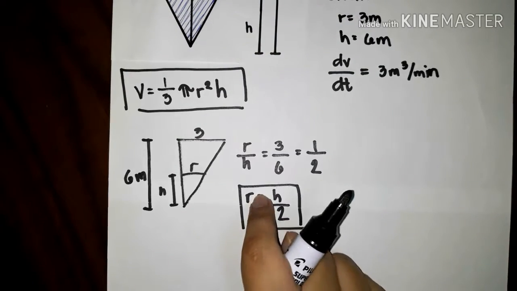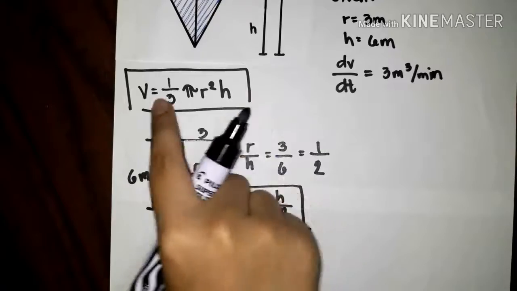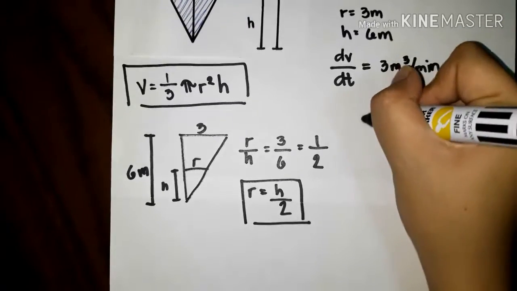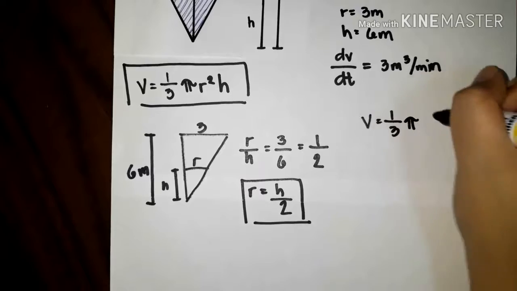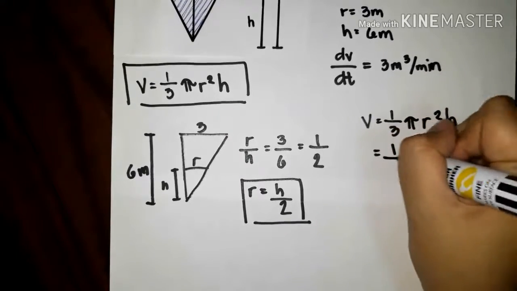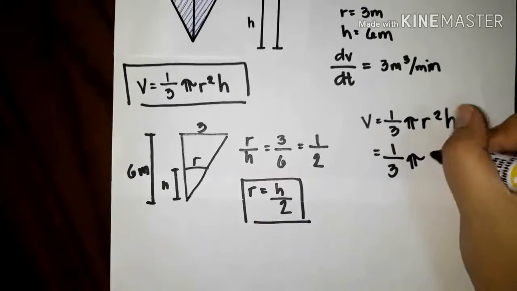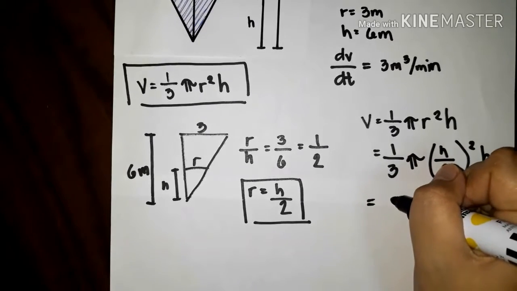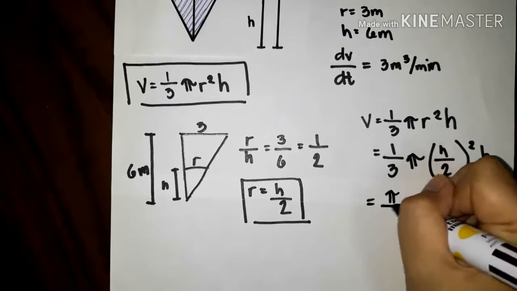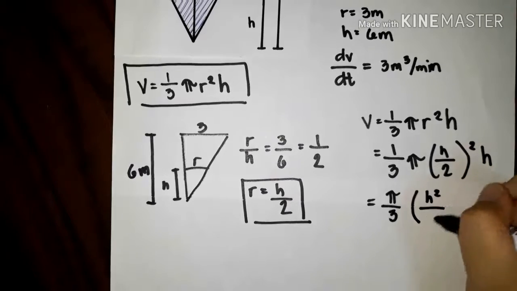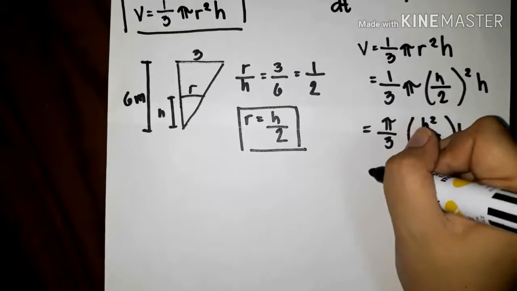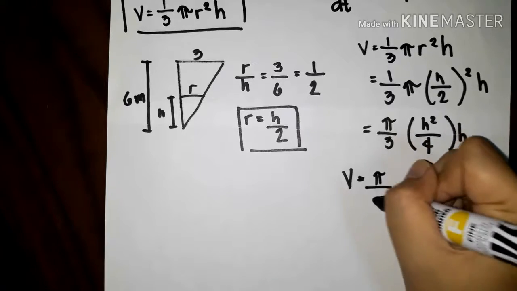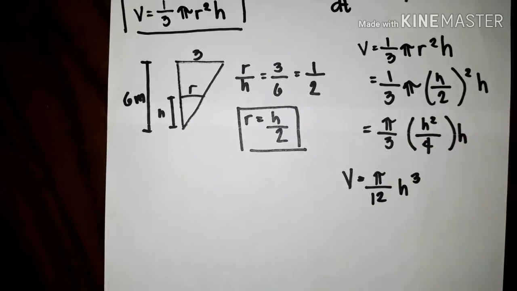Now we're going to substitute this into our volume formula. V equals 1/3 pi r squared h. We substitute r with h over 2, squared, times h. So we're going to solve for that. H squared over 4 times h. Now we have the volume, which is pi over 12 h cubed.